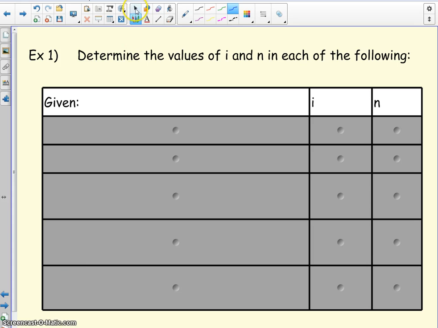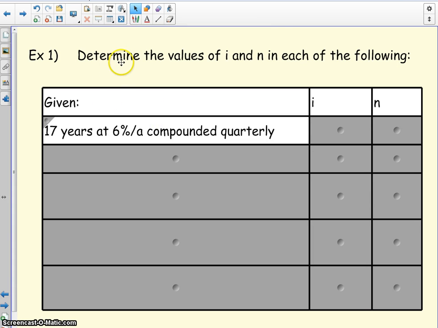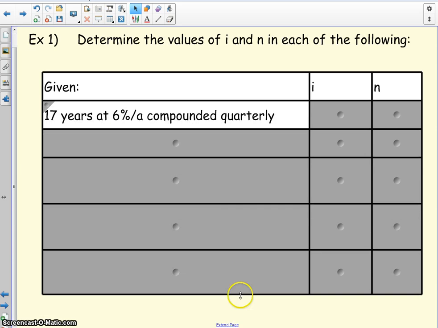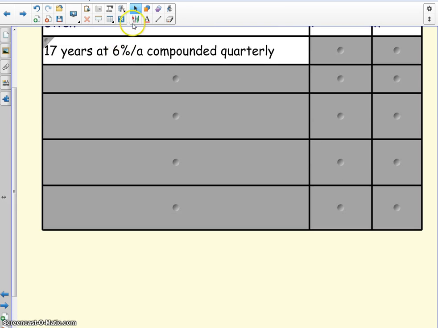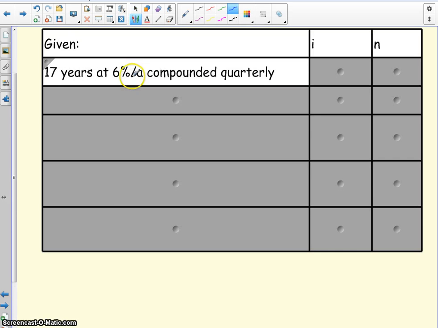So I'm going to give you some different situations here, and you're going to try and tell me what I and n are. So let's start off with 17 years at 6% per year compounded quarterly. I'm going to do my calculation underneath here. So for my interest rate, remember, it's the interest rate per compounding period. I've been given 6% per year. So first thing I'm going to do is convert that to a decimal. So I convert 6% to 0.06.